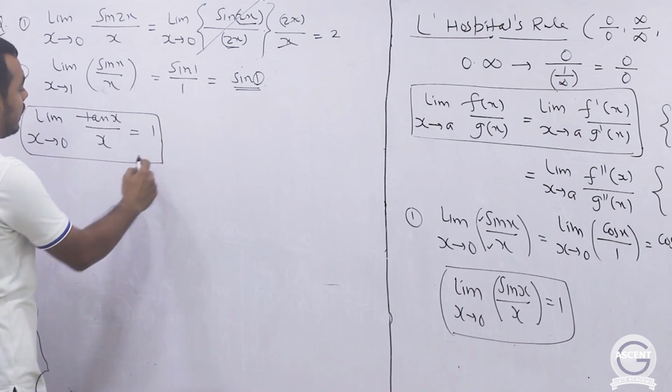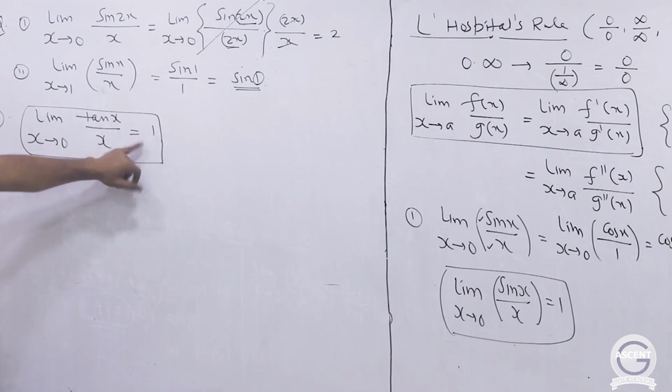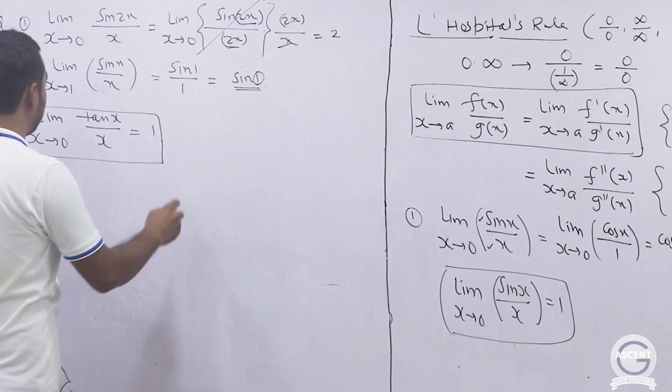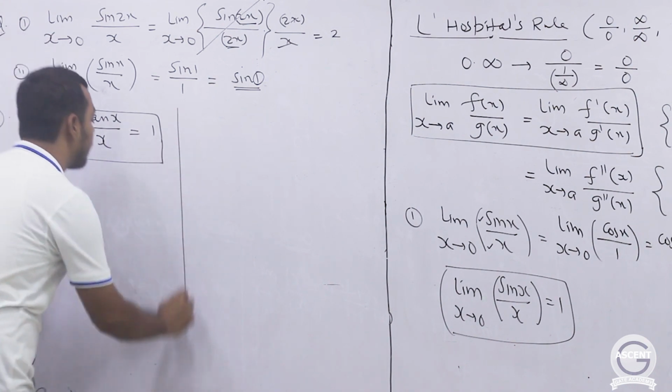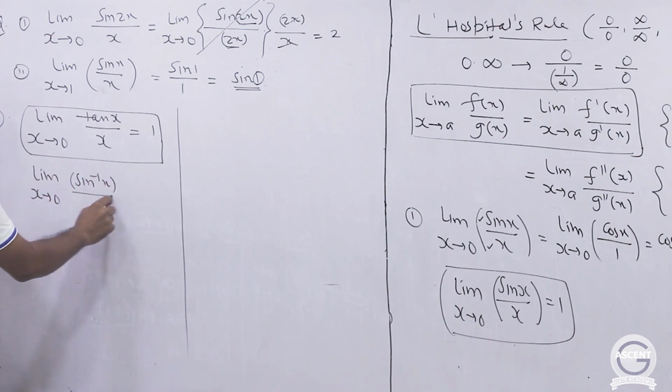Tan x by x: derivative of tan x will be sec square x, derivative of x will be 1, sec square 0, sec 0 is 1, 1 square is 1. So this will be our second result. The third one is limit x tending to, maybe I can write the third result here, or let me separate these two. Our third result is limit x tending to 0 sine inverse x by x.